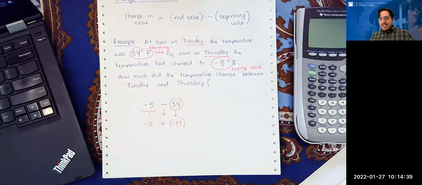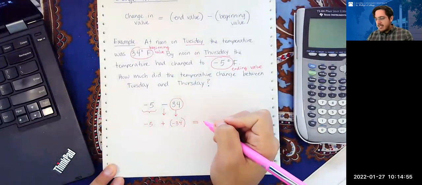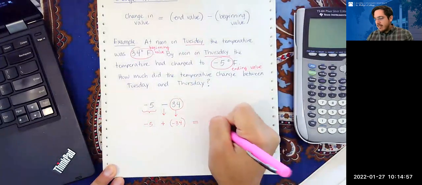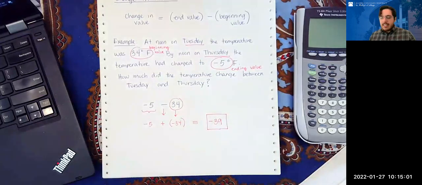Yes. Okay. So how do I add these two numbers now? You just add them and keep the sign. Add the numbers, keep the sign, right? Because they're the same sign, they're both negatives. So my answer here should be what? -39. -39. And that is that the temperature dropped, right? 39 degrees.